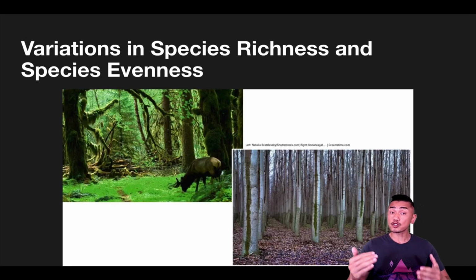These photographs show how species diversity can vary from place to place. In the photo on the left side, that's Olympic National Park, and it's a very species diverse place. On the right side is a tree farm in Oregon. It's not very species diverse. It's low in species richness and species evenness.